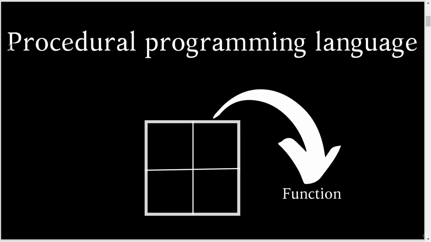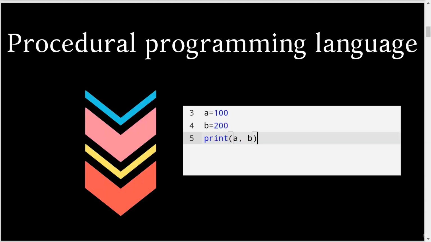Procedural programming language divides the whole program into small parts. That small part is known as a function. You can call that function anytime in your remaining code. Compared to OOPS, here everything is in one place, so it is less secure. And it begins execution from top to down, which is why it is known as the top-down approach.